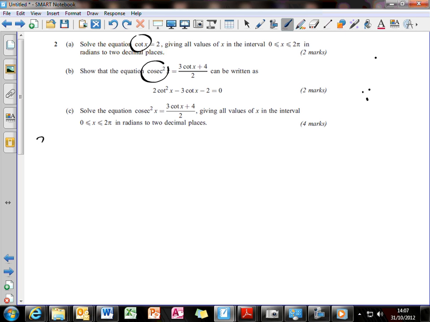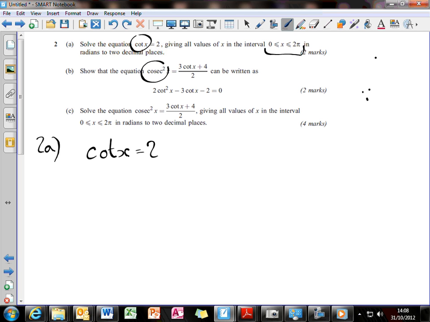So we're going to start by looking at 2a, and it says solve the equation cot x equals 2, giving all the values of x in the interval between 0 and 2 pi. Now be careful that you pay close attention to these intervals. And we're going to do this to 2 decimal places. So we're starting off with cot x equals 2.